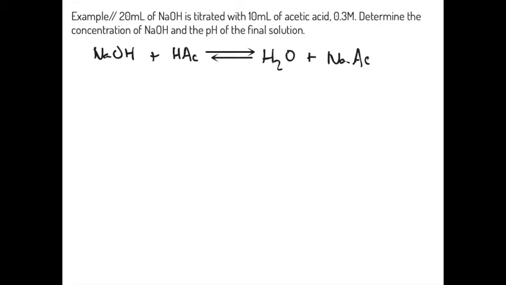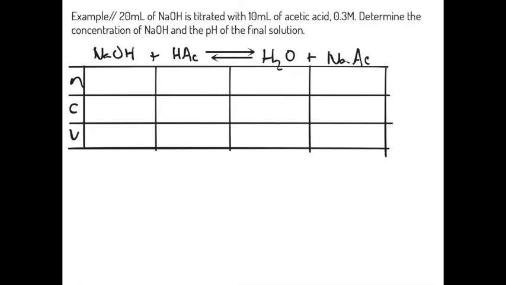Here, that careful first step is the chemical equation. Sodium hydroxide reacts with acetic acid to give us water and sodium acetate. We're using Ac for acetate. That's no problem. I can't remember which way the textbook writes it, but it doesn't really matter. What we do know is that we have a certain amount of information given.